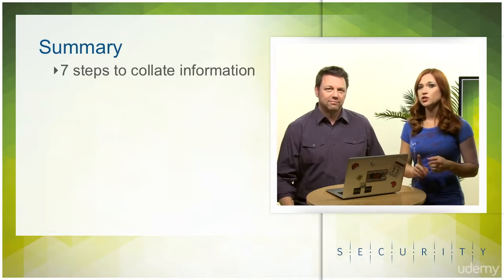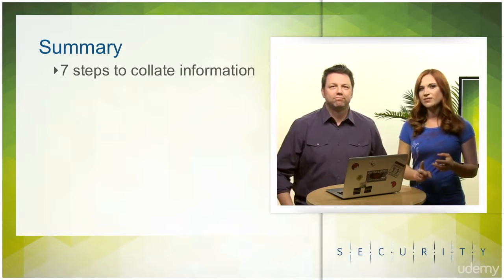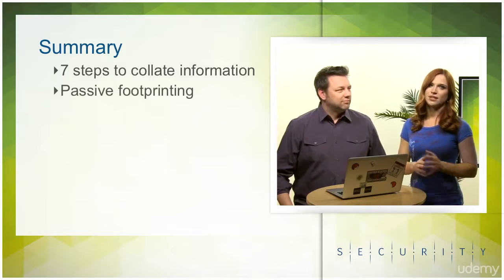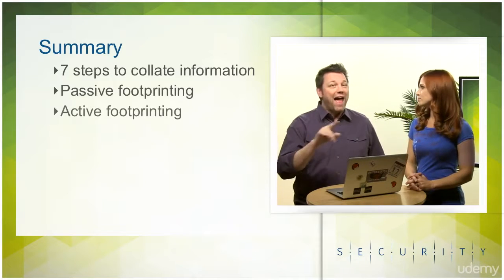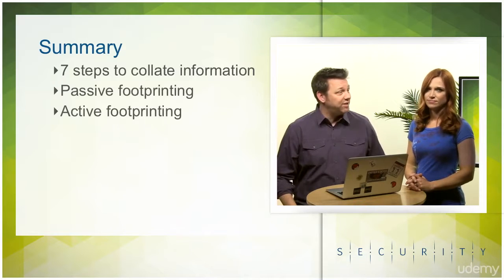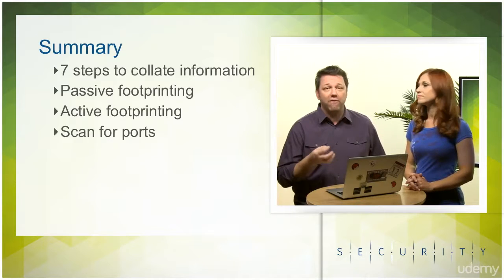It starts with gathering initial information and then finding out the network range. You don't have to get onto the network or scan it. This is called passive footprinting. Right, but then after that, you go for active footprinting, where you can scan the network and ports to identify machines and access points. You can scan for ports and figure out if they are vulnerable.